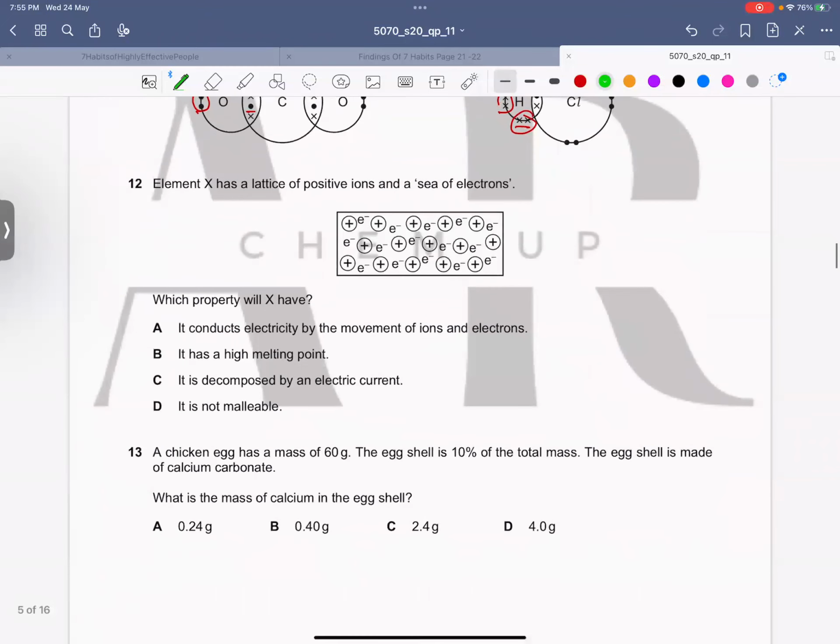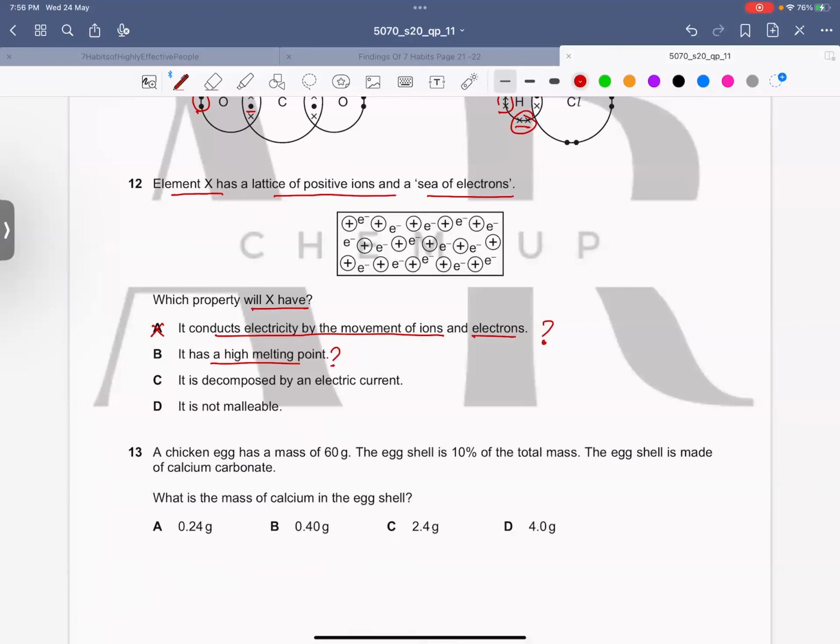Now question number 12. Element X has a lattice of positive ions and a sea of electrons. Which property will X have? It conducts electricity by the movement of ions and electrons. Is this correct? No, because cations do not move. Only electrons would move. It has a high melting point. Is this correct?